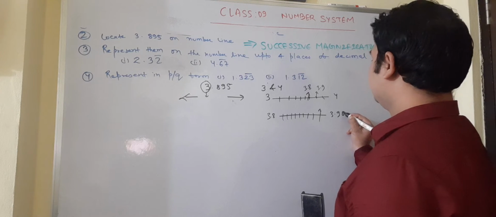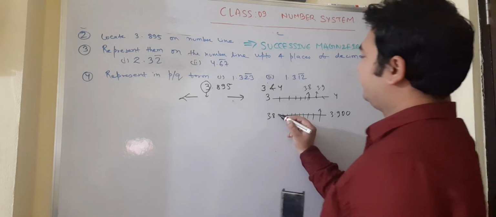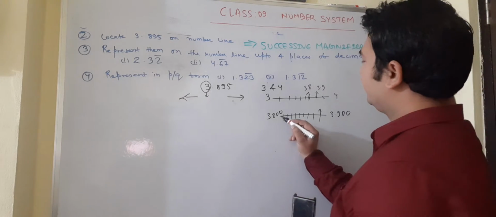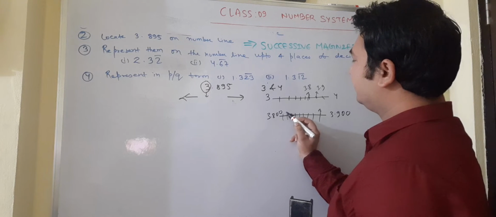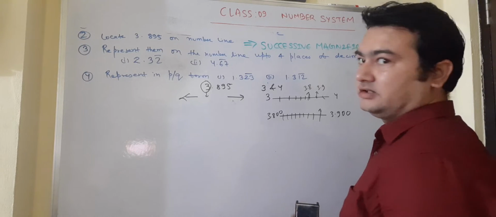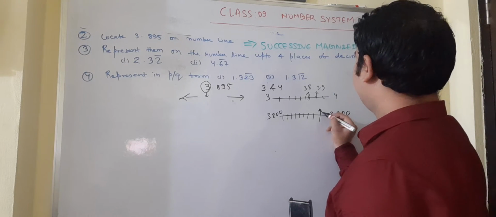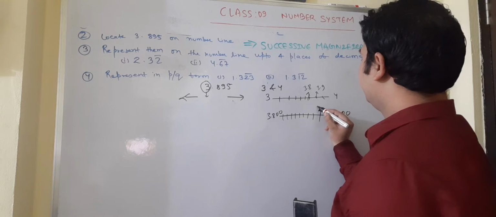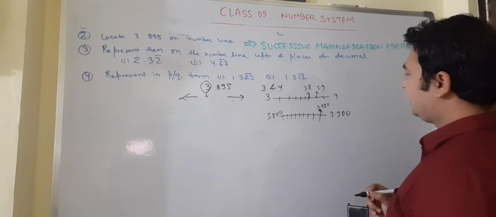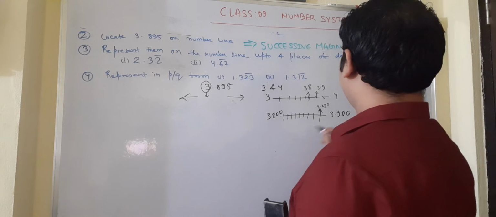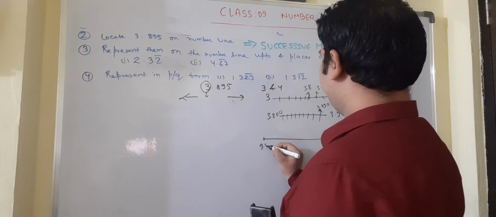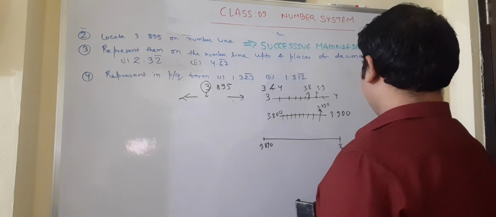3.9 is what? 3.9 is 3.900. This is 3.890. For your easier understanding, we can take any number of zeros after the decimal. When the digits end, it does not affect the value of the number. So this is your 3.890 and this is your 3.900. Next, you will be drawing this 3.890 and 3.900.